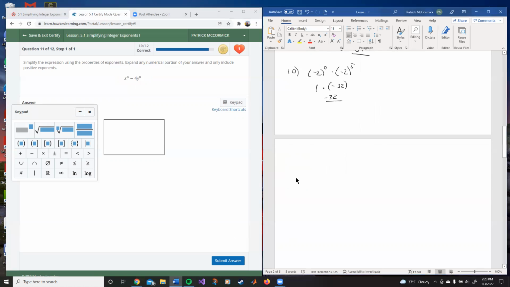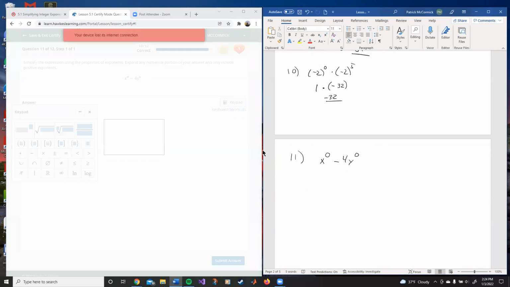All right, number 11. So this one looks a little exciting here. Let's make sure we got lots of 0 exponents. So we just have to be really careful the way we attack these. So x to the 0. All right, anything raised to the 0 power is 1, all right? So we get 1 minus, and then 4 times 1. So it ends up being 1 minus 4, which is equal to -3.